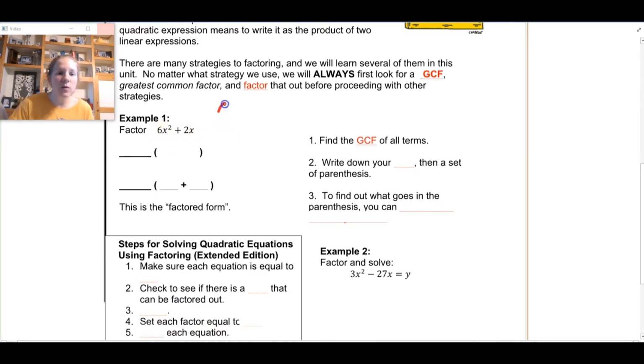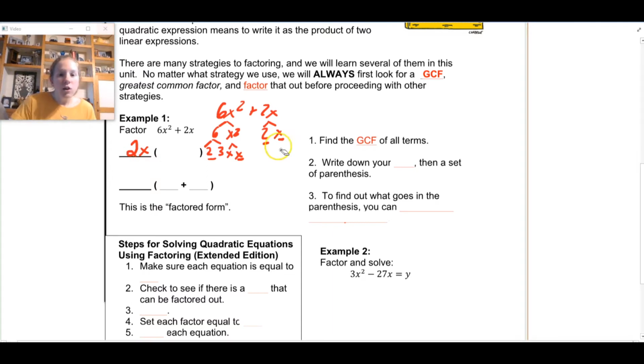If you can't see what the GCF is, you can always do your factor trees. So you've got 6 and you've got x squared, you've got 2 and x. Over here, I've got 2 and 3, and then x and x. So both of them have a 2, and both of them have an x. You may have been able to see that without doing that factor tree, and that's okay. If you can figure out what the greatest common factor is, go ahead and pull that out front.